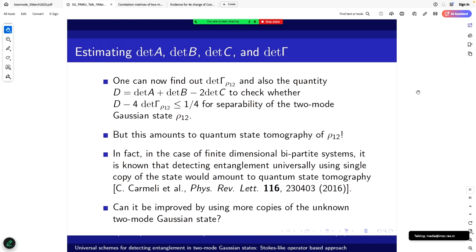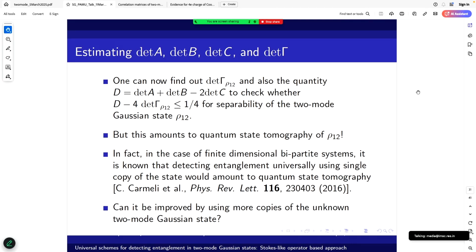The problem is that this amounts to tomography, because for a two mode Gaussian state, if you know gamma and the mean values of the individual modes, you know the entire state. So, this amounts to tomography, but what is the big deal? If you do tomography, of course, you will get to know the state, and therefore its entanglement, everything. In fact, this has to be the case.